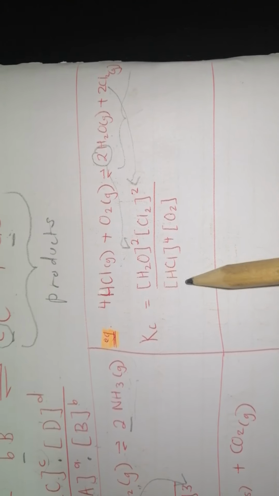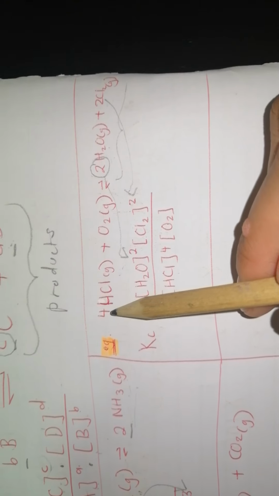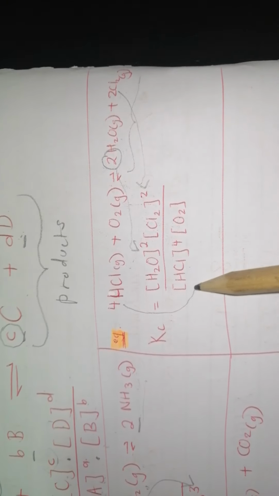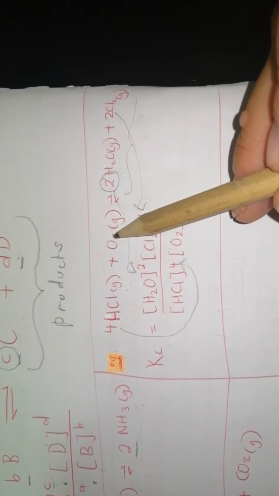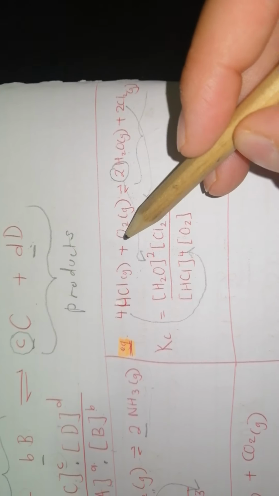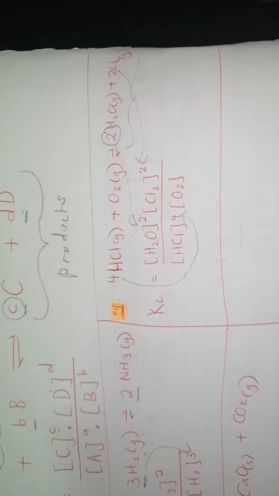And here you have HCl in square brackets. Now the coefficient of HCl is 4. So you're going to raise HCl to the power of 4. And then here you have O2 in square brackets. And the coefficient is 1. So it just stays 1.